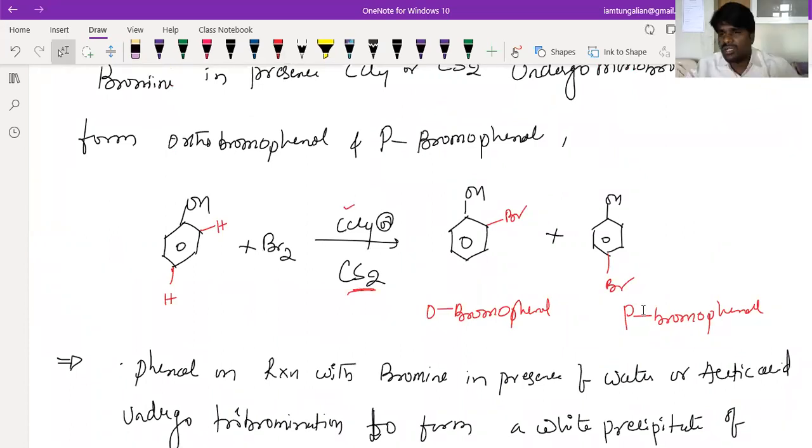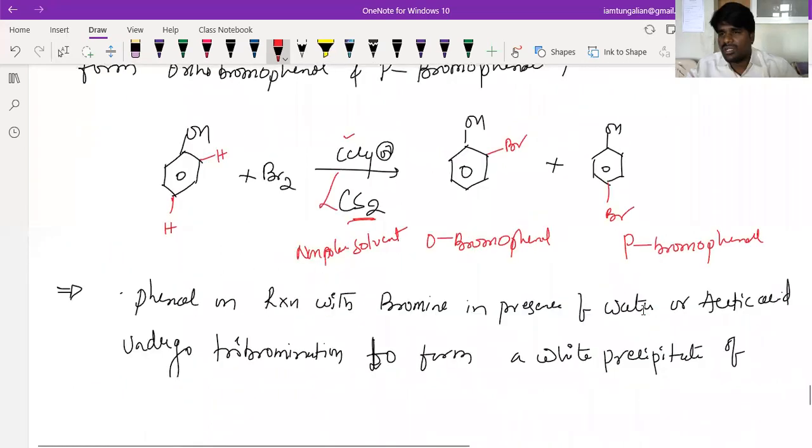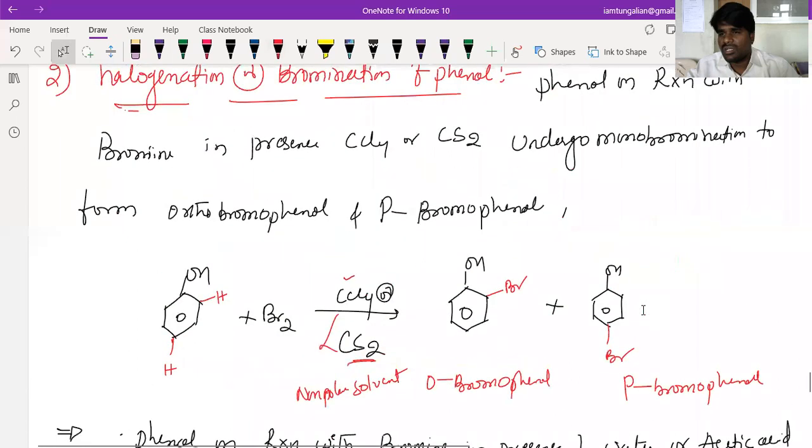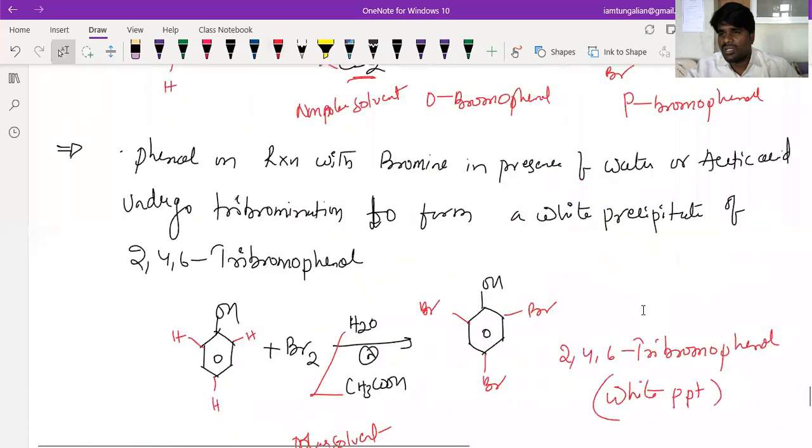These two are non-polar, so the extent of dissociation will be less. What is the electrophile? The electrophile is the bromonium ion. This bromonium ion is more in presence of water or acetic acid. In presence of carbon tetrachloride or carbon disulfide, the extent of formation of Br plus, the bromonium ion, will be very less, beta. So this is the responsible factor for why here it is undergoing monobromination and there polybromination.